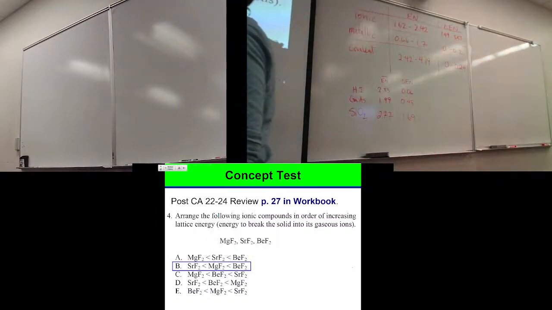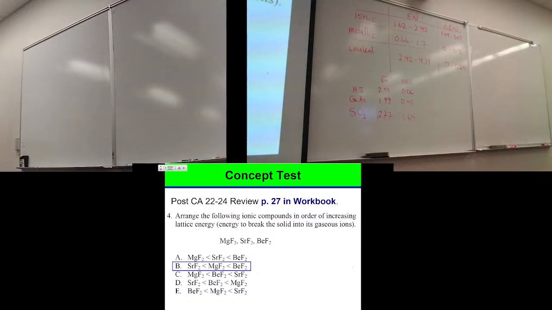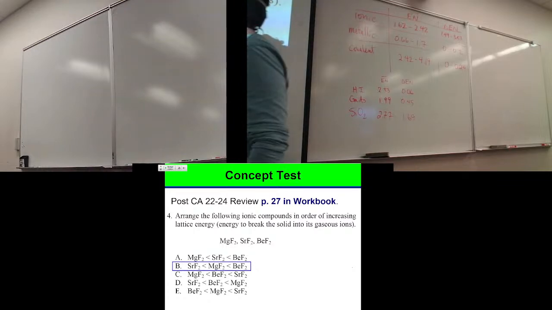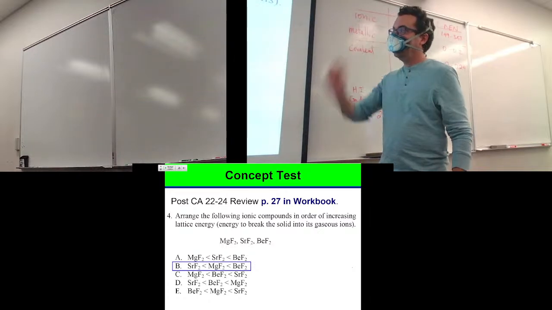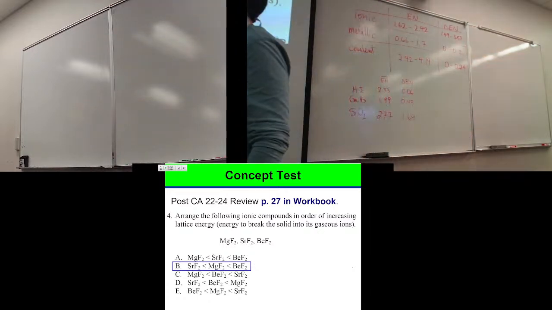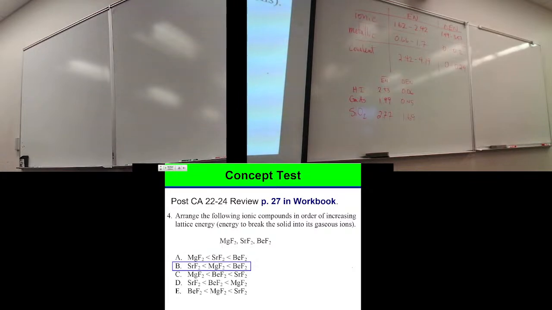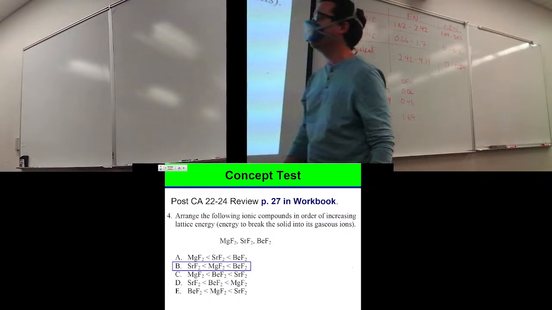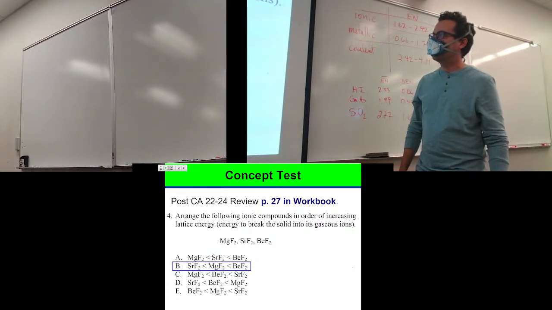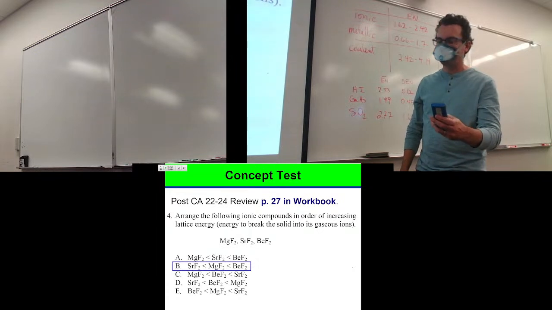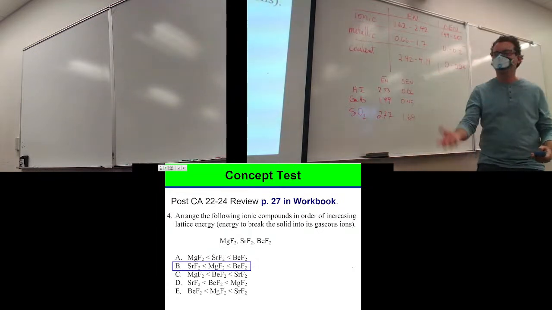In this case, the charges are all the same: magnesium's +2, strontium +2, beryllium +2, and the fluorines are all the same, -1. So we can't compare by charges. So we compare by size. Strontium is the biggest of the group 2 ions in this set. Magnesium is next. Beryllium is the smallest as you go from bottom to top on the periodic table. So the smallest ions will create the strongest bond, and thus the largest lattice energy. It will require the most energy to break them apart.